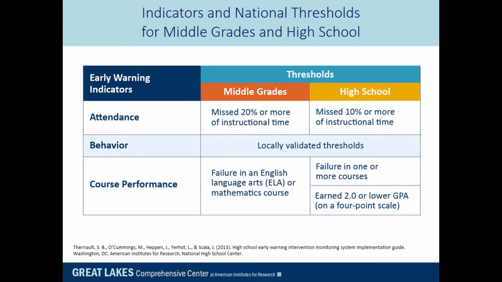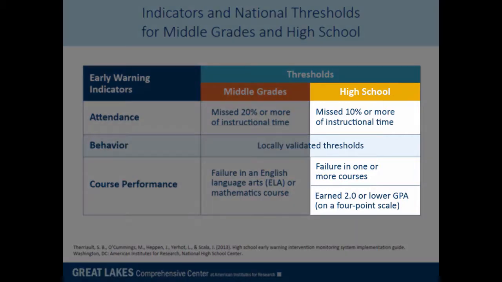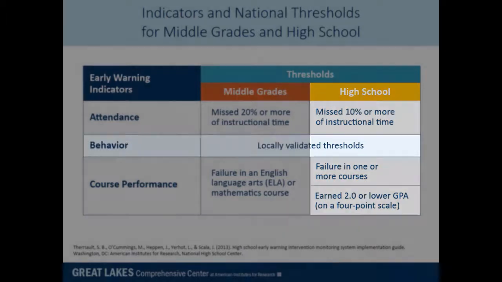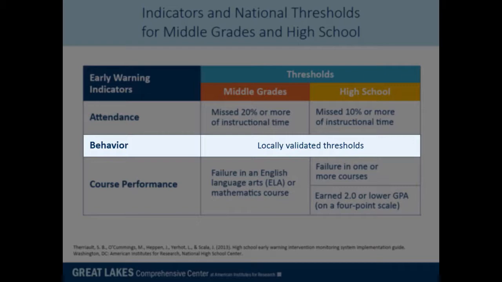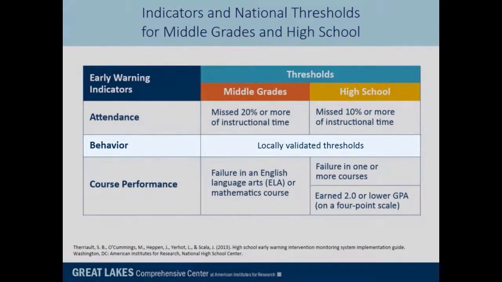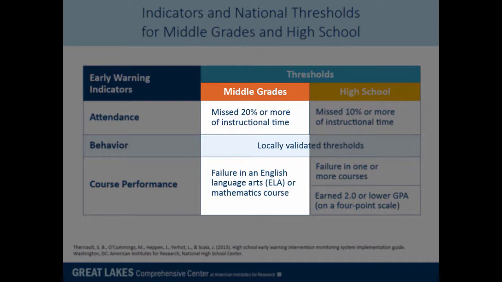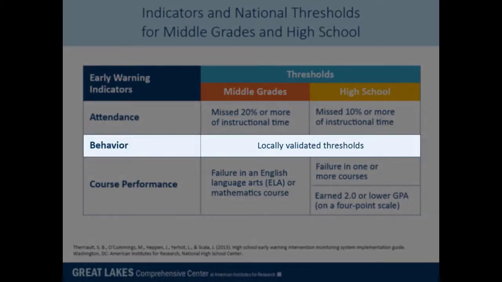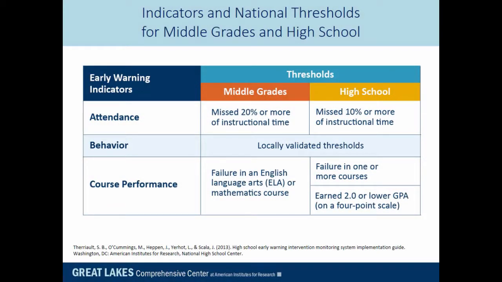The national thresholds you see here are based on research conducted in Philadelphia by Johns Hopkins University in the late 1990s and early 2000s. In high school, the national thresholds are being absent for 10% or more of instructional time, failing to perform in 1 or more courses, and earning a 2.0 or lower GPA on a 4-point scale. Behavior thresholds are validated locally because schools and districts have differing disciplinary policies. In the middle grades, the thresholds are missing 20% or more of instructional time and failing an English language arts or math course. Behavior thresholds for the middle grades are also validated locally. A similar chart can be found in the EWIMS Implementation Guide.